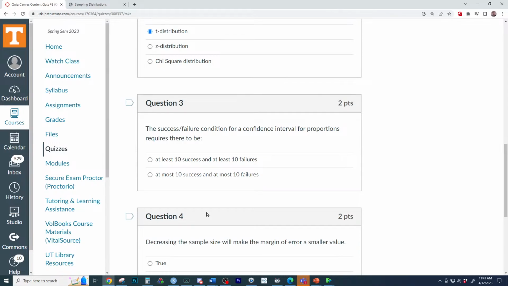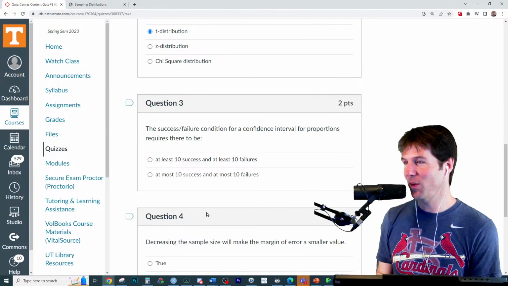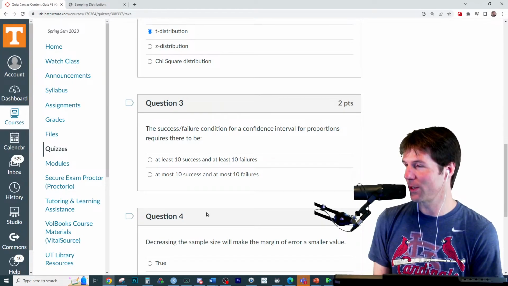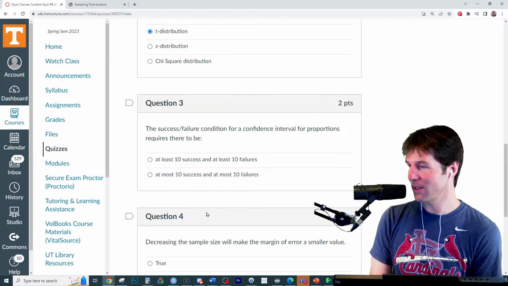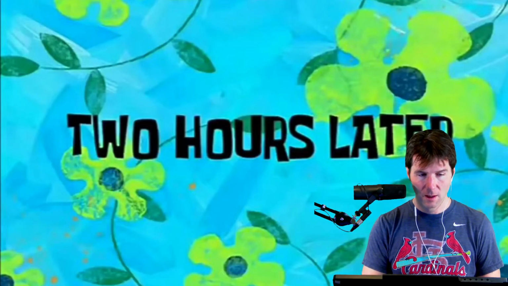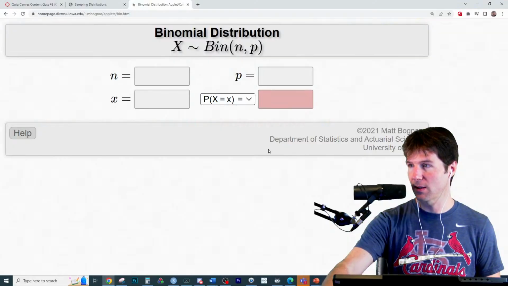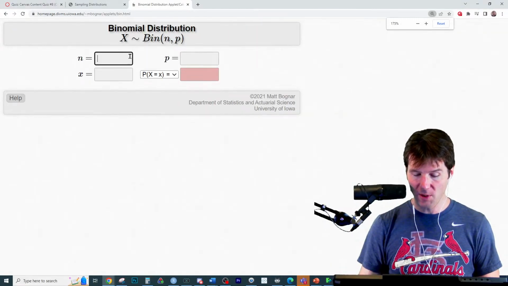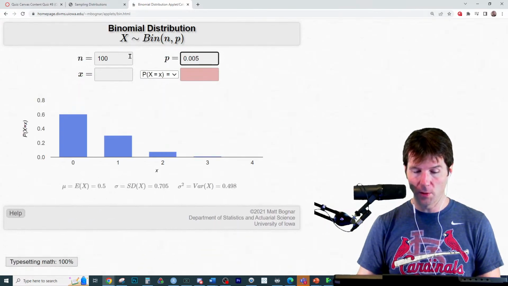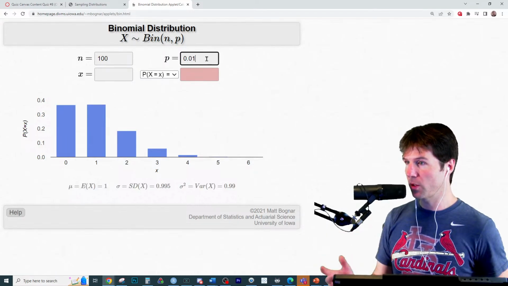Review question right here. We've done this one a lot. I hope you get this question on the test. The success failure condition for confidence intervals for proportions says you need what? At least or at most? Do you want at least 10 successes, at least 10 failures, or at most 10 successes, at most 10 failures? At least 10 successes. And if you don't meet the conditions, what happens to your distribution?